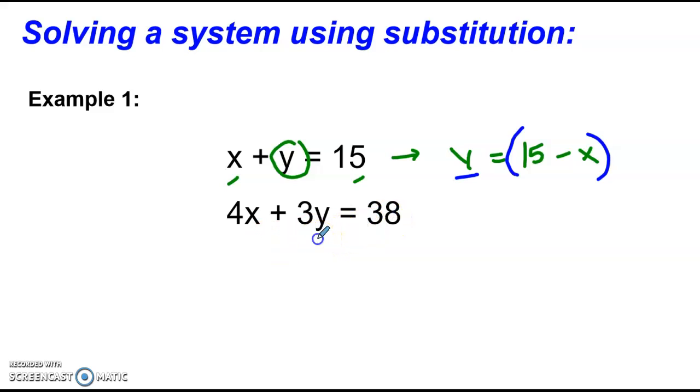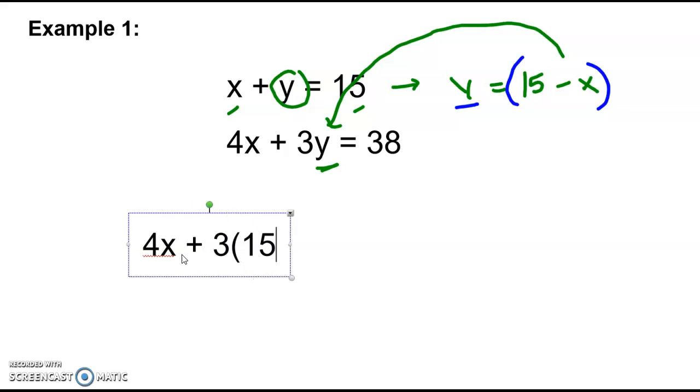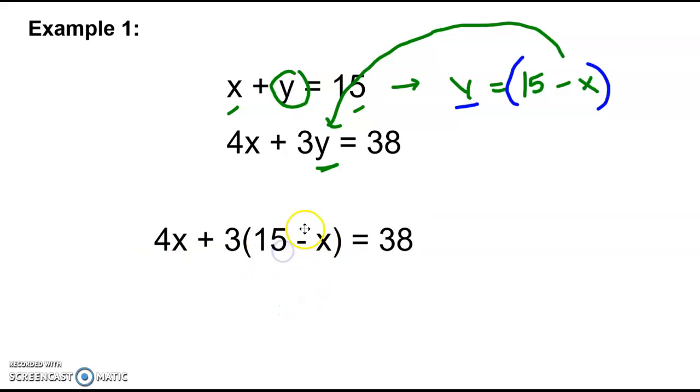Where's the y here? Well, it's right here. And instead of writing y, I am now going to substitute, hence the word substitution. I'm going to substitute this entire expression because watch what happens when I do that. Now we have 4x plus 3 times (15 minus x) equals 38. Now we have a linear equation with just one variable in it, and now we can solve this.